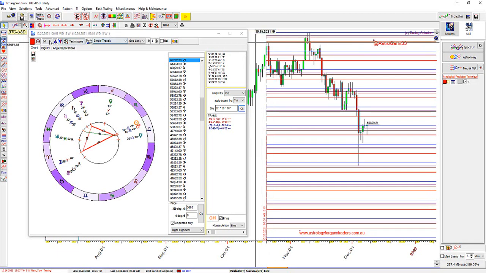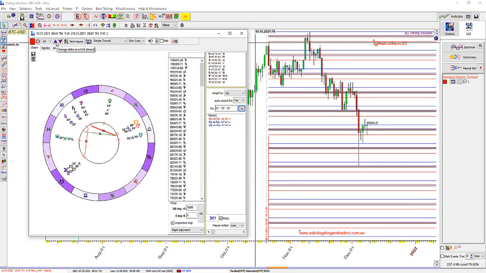What you can do then is animate this. If I animate for every day, you can watch the aspects within the wheel changing, as well as the price levels changing, because every day we get a movement in the zodiac, especially from the faster moving planets, and they're going to change the level of price. So we need to be looking at that.